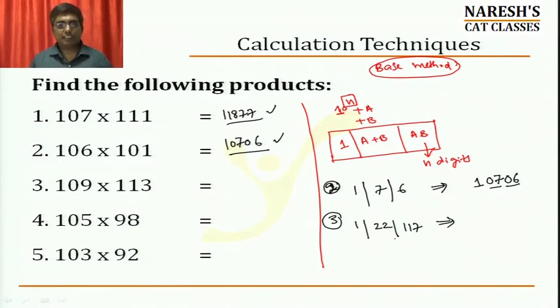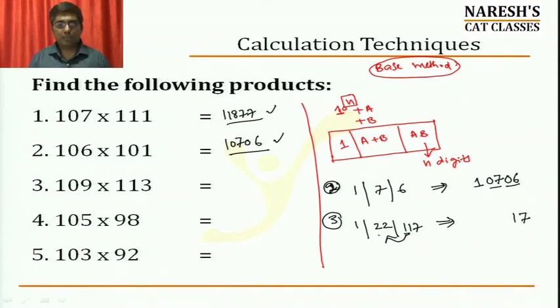Only thing is, in this question, unlike the second question, what did we do? In the second question, we had less than n digits, so we supplanted zeros to make n digits. In the third question, what do we have? We have more than n digits. As we know, we can only take 17 in the answer. We cannot take 117, and this 1 has to be carried back.